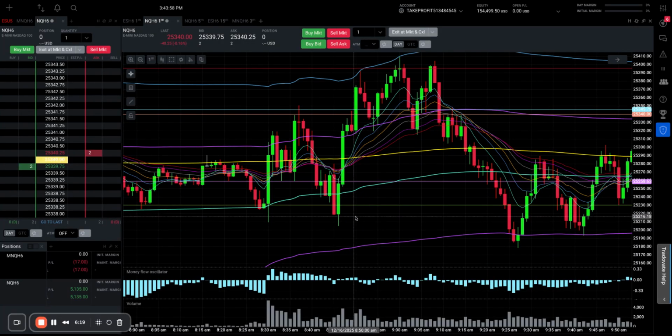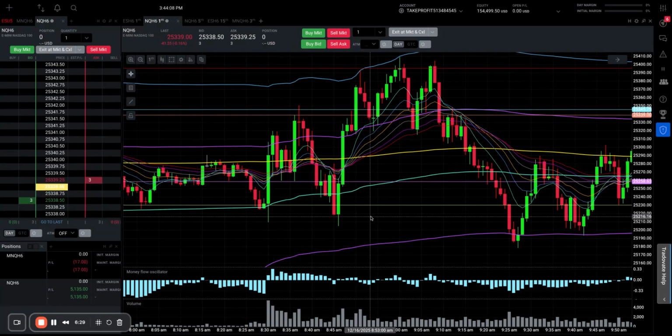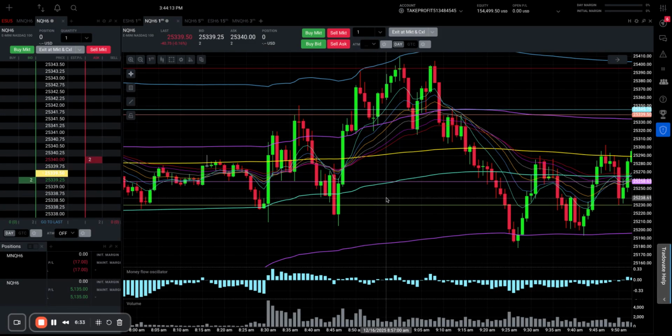I like to put it right underneath the bodies. Some people do the wick. For me, in this situation, it would have been the body because the wick is just too far down. So I would have had my stop here at the body, or you could have even, with a tighter stop, used this area right here for this body.